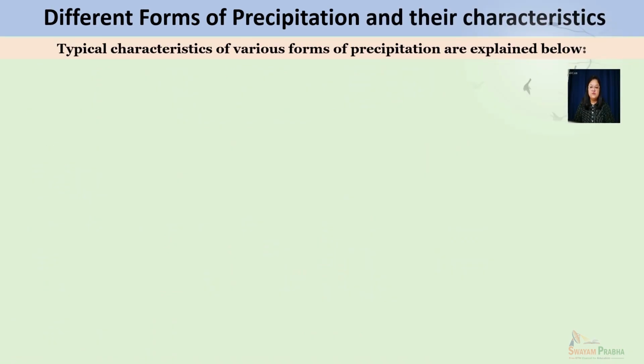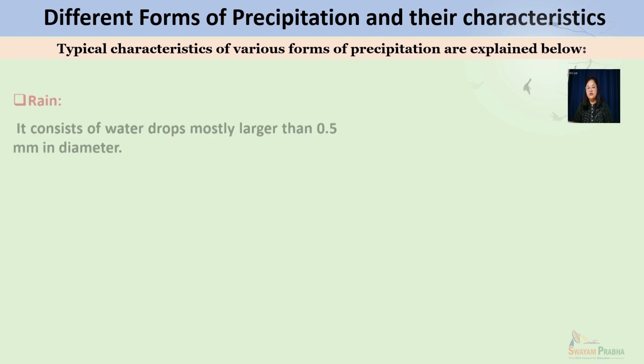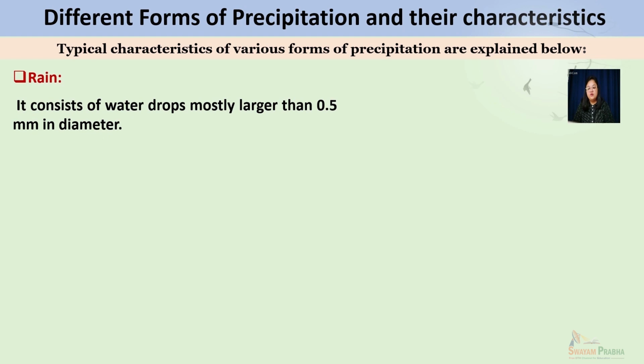Let's see different forms of precipitation along with their characteristics. So let's start with rain. It is one of the most commonly observed forms of precipitation, wherein the water droplets mostly range above 0.5 mm in diameter. Anything less than that becomes a drizzle.